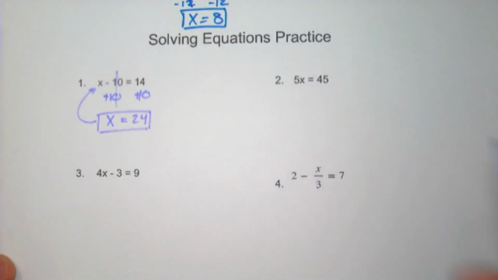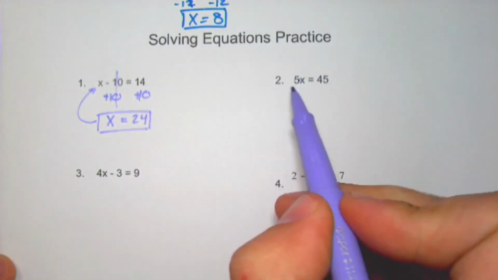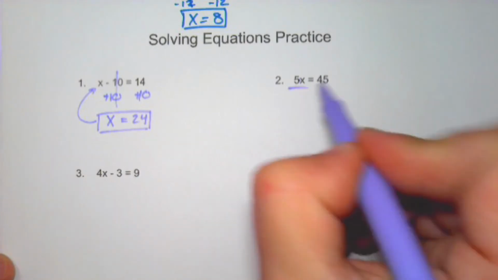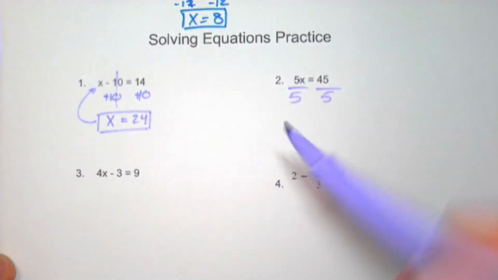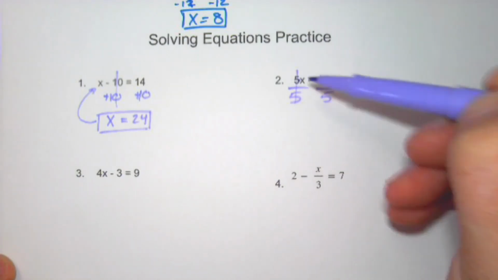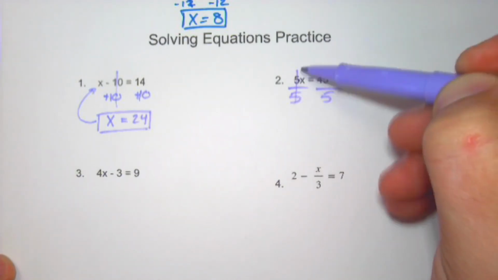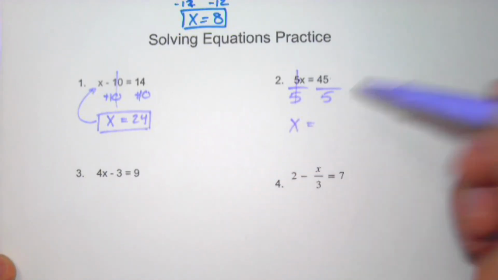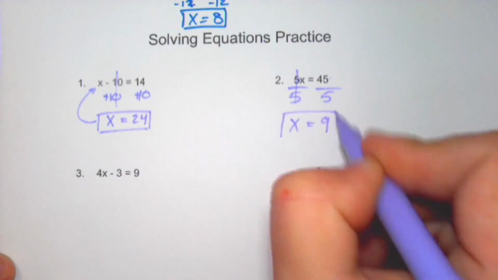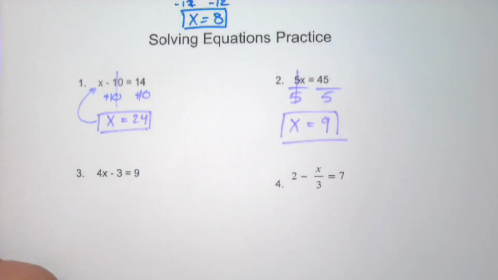Now we got number 2. Number 2, I see multiplication on my variable. So it's 5 times the x. So I want to do some division if I see multiplication. And I want to move that 5 away from the x. Well, 5 divided by 5 is 1, or that just cancels out, leaving the x. And then 45 divided by 5 is 9. So for the first two, not too bad. There's no debate of what we need to do first. We just go right into that opposite operation.